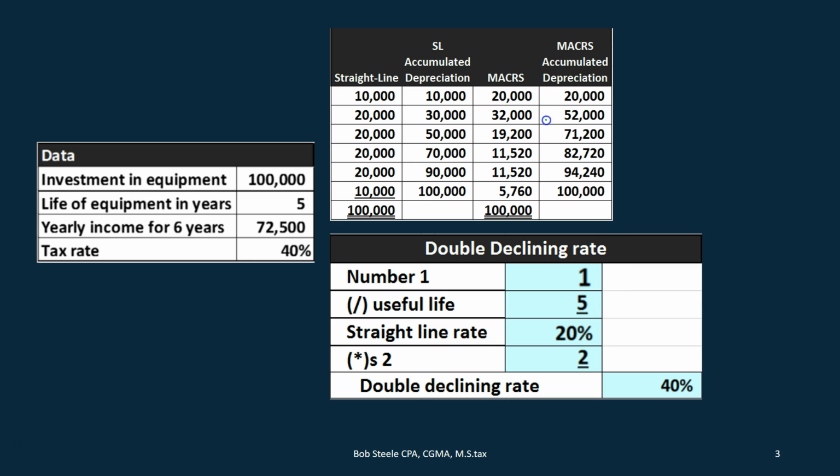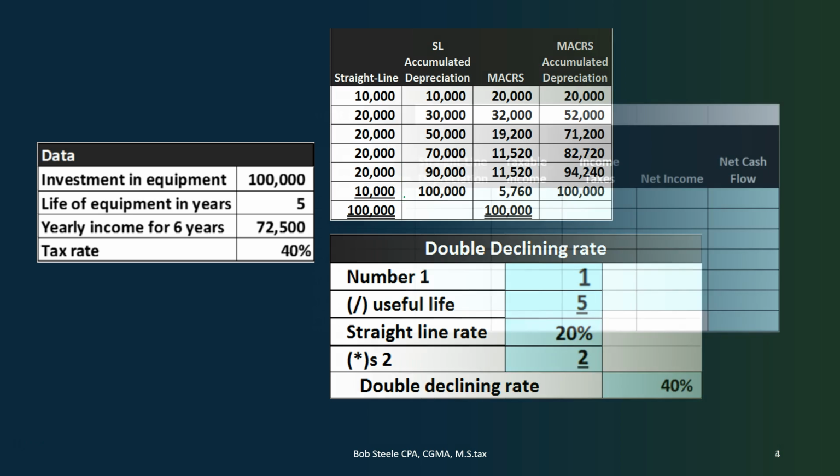And that's how we come up with this number. But the idea, since these are givens here, is that this is going to add up to the same 100,000, bringing the book value down to 0 over the 6 years, and this will do the same thing, but there's a difference in timing between the two.